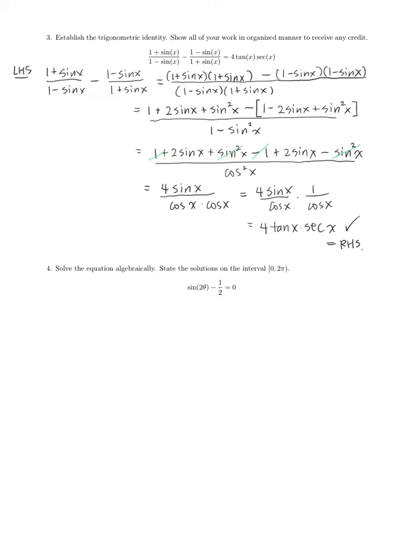Number 4, solve the equation algebraically. State the solutions on the interval from 0 to 2 pi. All right, so first what I will do is put the 1/2 on the right-hand side. So I'm just going to go sine of 2 theta equals 1/2. All right, now I'm going to apply the sine inverse on both sides, and here you're going to have 2 theta equals sine inverse of 1/2.